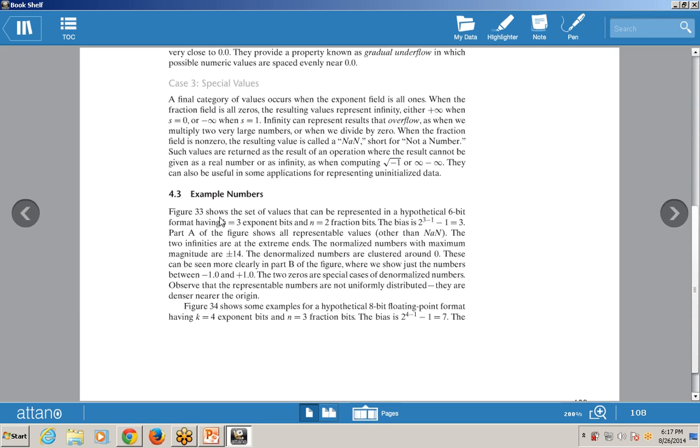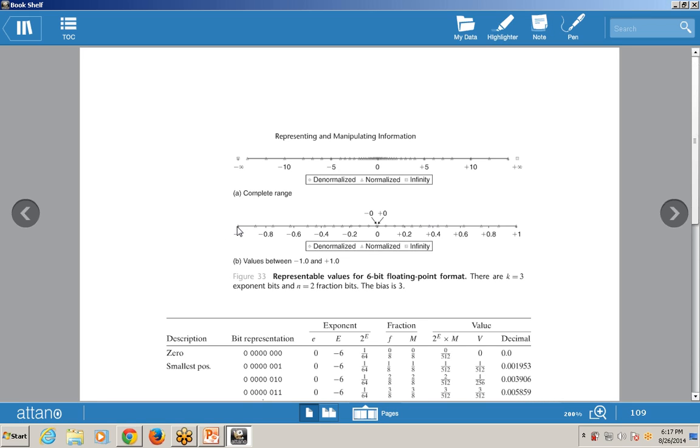This says figure 33 shows the set of values. This is how we can represent the number. This is denormalized, this is normalized, this is infinity. These are the normalized numbers that are denoted by rectangles, and this is denoted by squares, that is denormalized numbers. This is the infinity number.